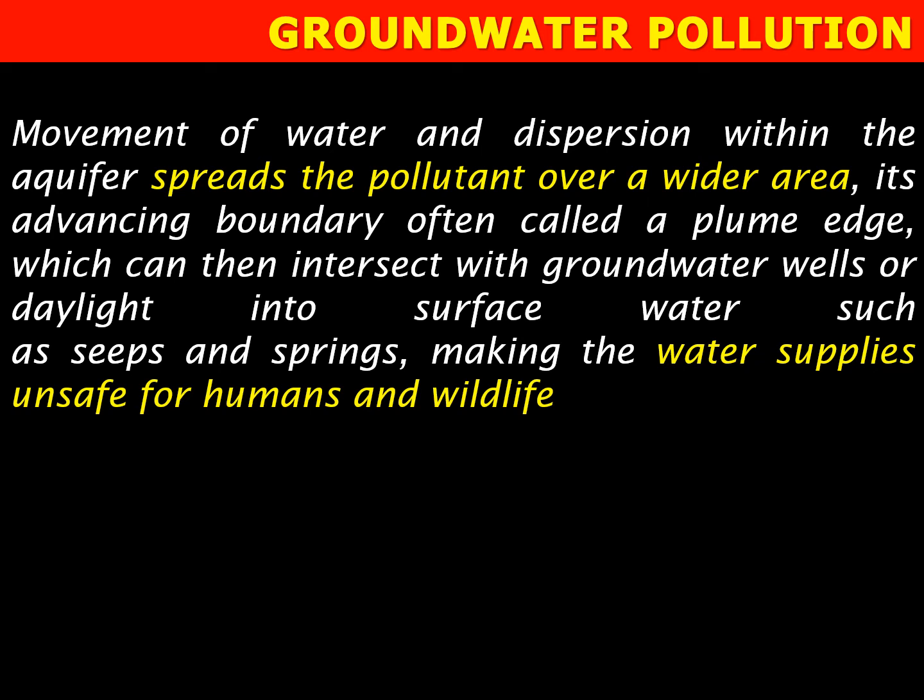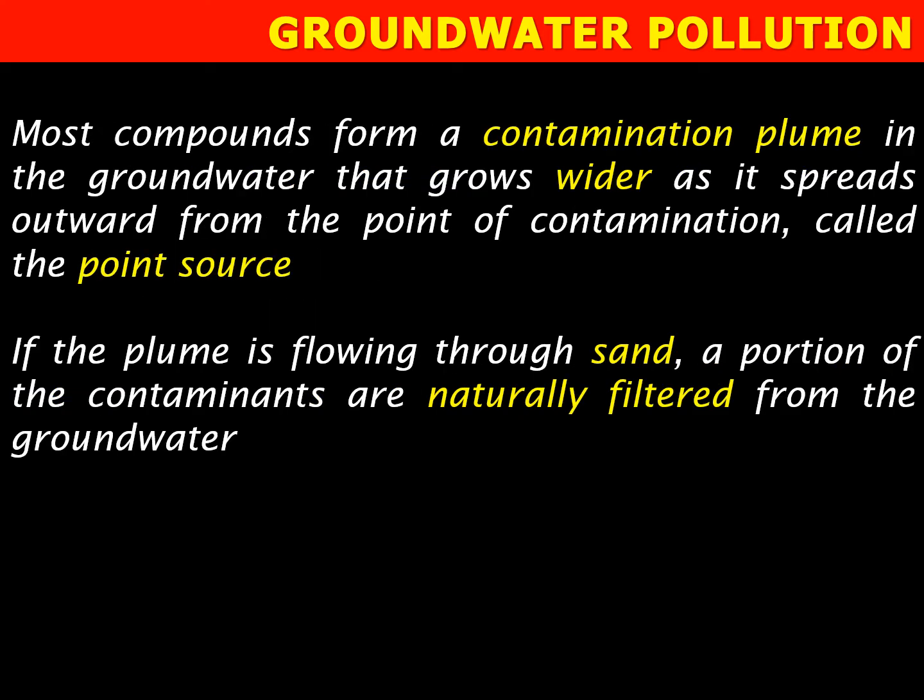Movement of water and dispersion within the aquifer spreads the pollutant over a wider area, its advancing boundary often called a plume edge, which can then intersect with groundwater wells or daylight into surface water such as seeps and springs, making the water supplies unsafe for humans and wildlife. Most compounds form a contamination plume in the groundwater that grows wider as it spreads outward from the point of contamination, called the point source.